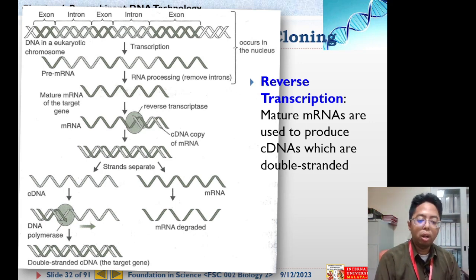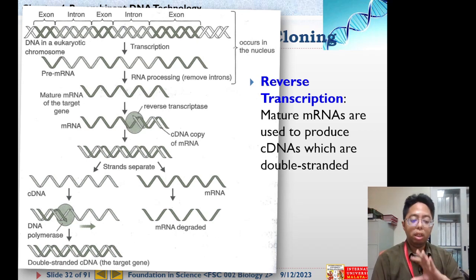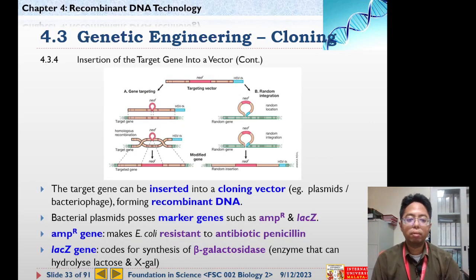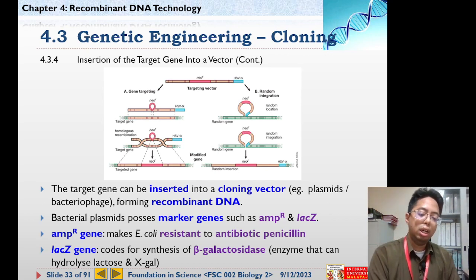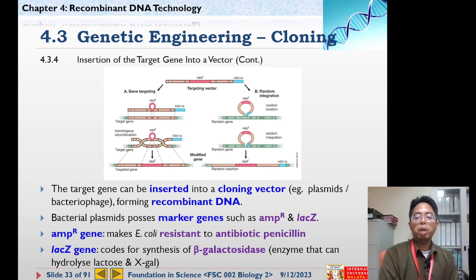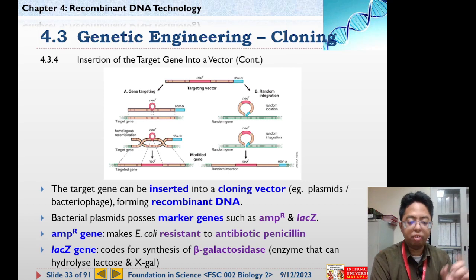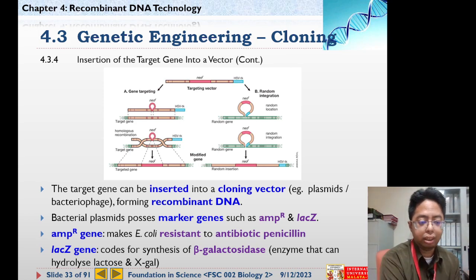So from mRNA, we reacquire the DNA using cDNA and DNA polymerase. Then we get the target gene. When you get the target gene, you can insert it into a cloning vector like a plasmid or bacteriophage, forming recombinant DNA. Usually the bacterial plasmid would have marker genes to make sure that you are selecting the correct host cell that actually has that modification or recombinant. For example, you have AmpR and LacZ.